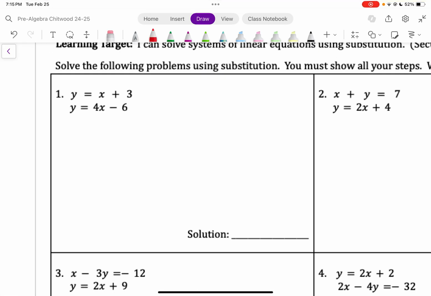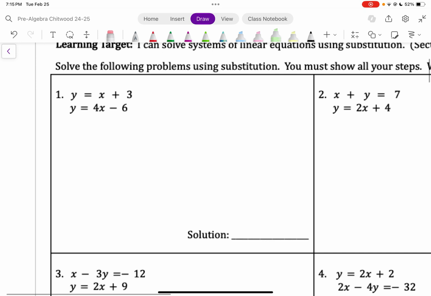This very first one, I have y equals x plus 3 and y equals 4x minus 6. Both of those equations equal y. They equal the same thing. This equals y, and this equals y. Since they both equal y, they also equal each other.